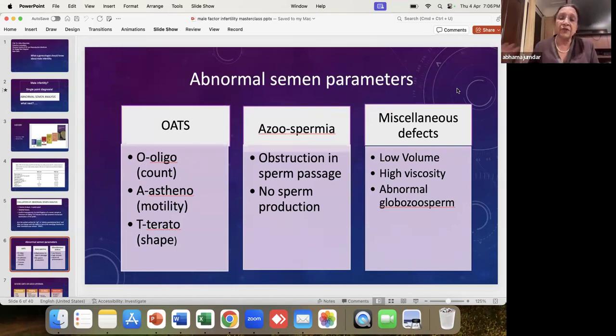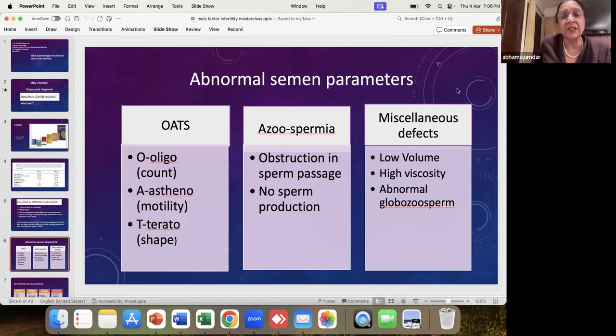One is obstruction in the sperm passage, because the sperm has to come from the testes, cross the vas, and then come into the ejaculatory duct and be ejaculated out of the penile structure. So either there's no production or there is obstruction in the sperm passage. There could be only two conditions of azoospermia. And the third one is miscellaneous.